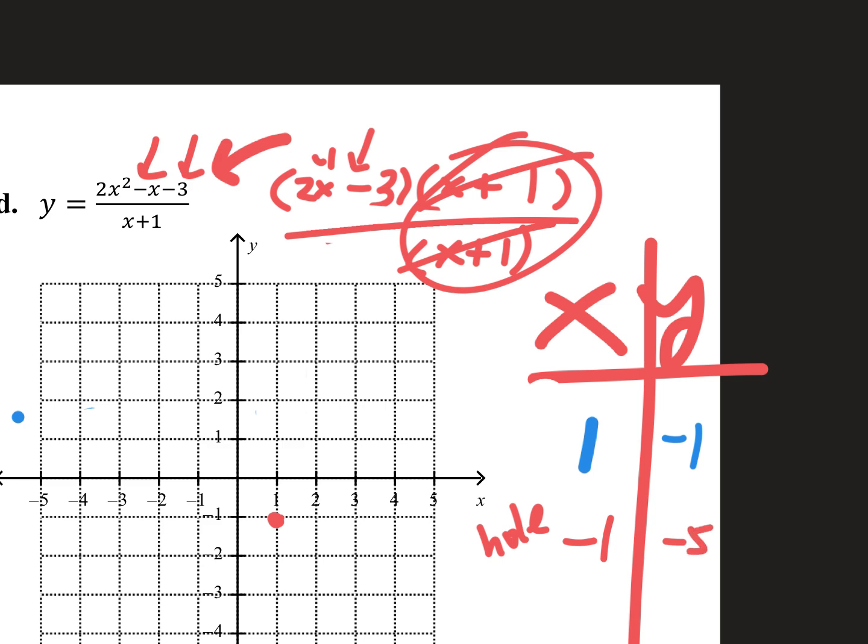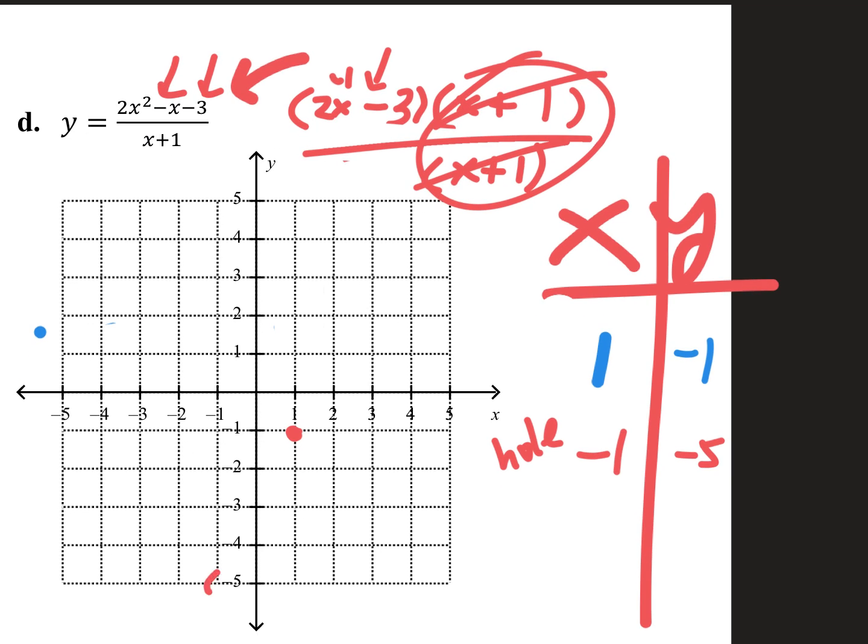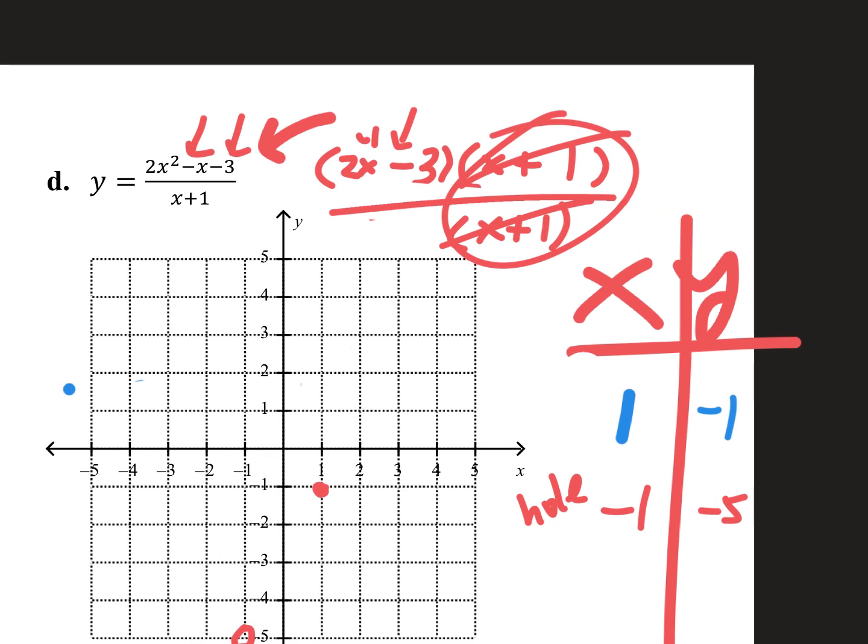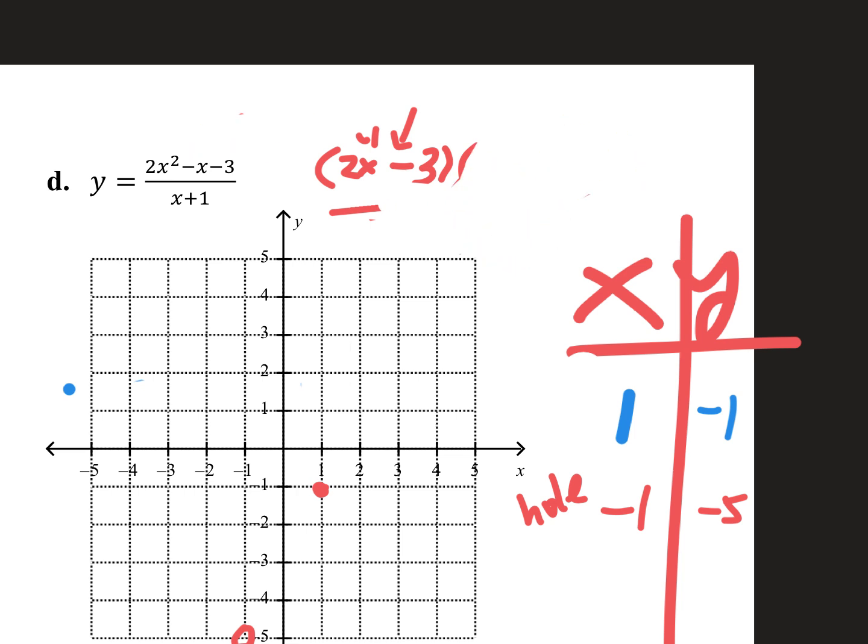-1, -5 is way down here. There's a hole down there. And now, for asymptotes, I could use the 1000 trick to figure out what the asymptote for horizontal is. This is my resulting function after that cancels. So let's clean that up here, and y equals that.